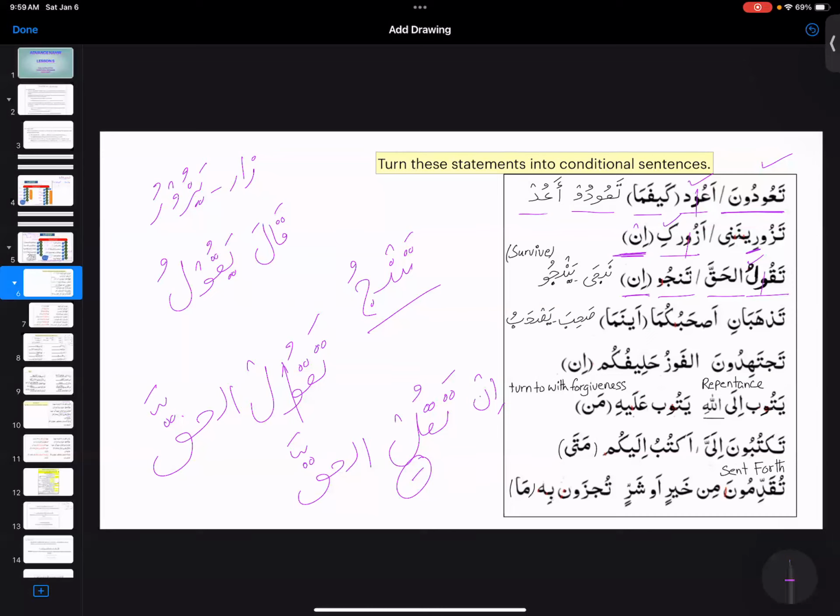Now, I want to make this yaqulu majzoom. How do I make some word majzoom? Either by dropping the noon, or if it ends on dhamma, then we change this dhamma into sukoon. Right? Now, do you see two sukoons? The lam has sukoon and this waw has sukoon. So two sukoons are together now.